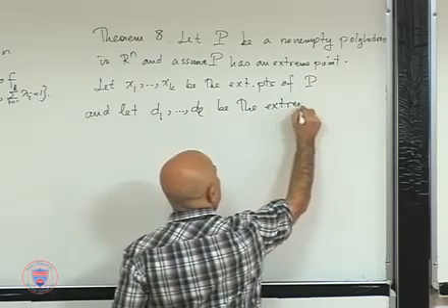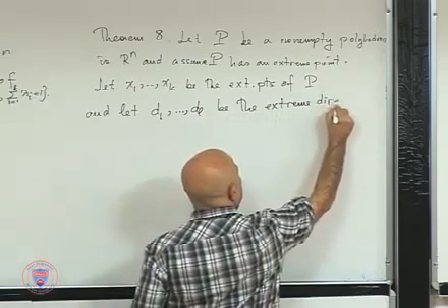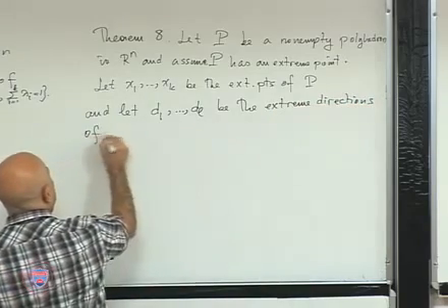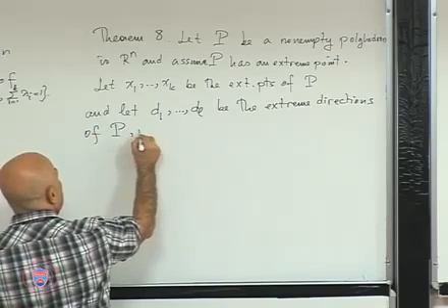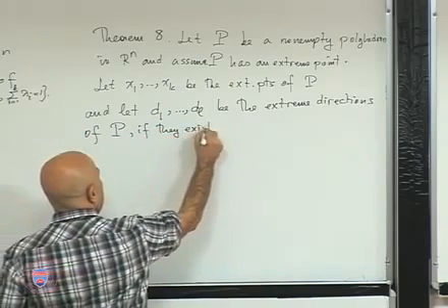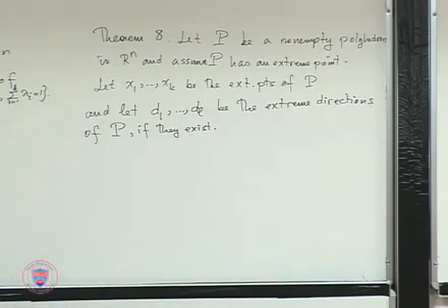of P, if they exist. An extreme point exists by assumption. The extreme directions may or may not exist. If they exist, you number them from 1 through L.